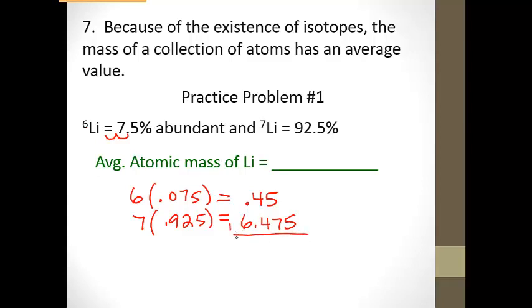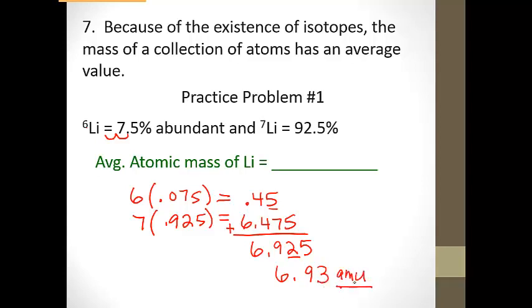Now we want to add these together, and so when we do, we get 6.925, but when we add, we're only allowed to use the lowest number of decimal places, which is 2. So in this case, we would have 6.93, and that is in AMU.